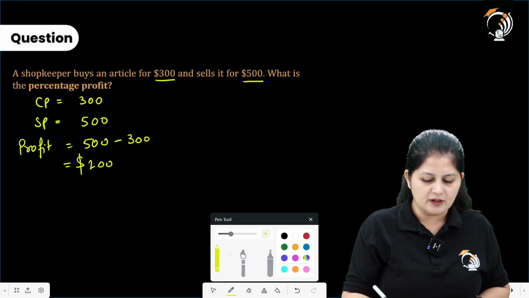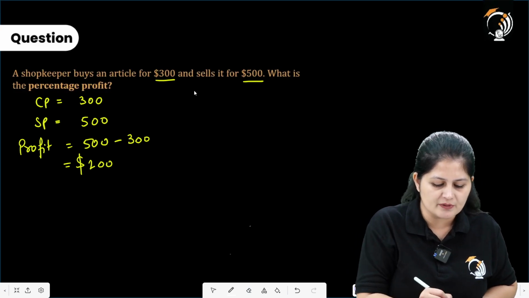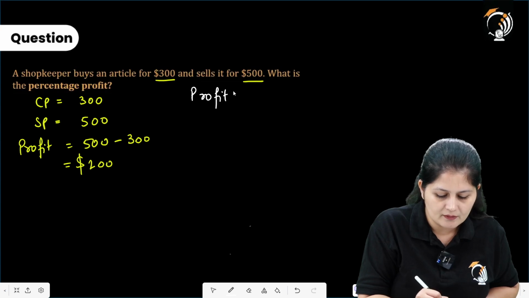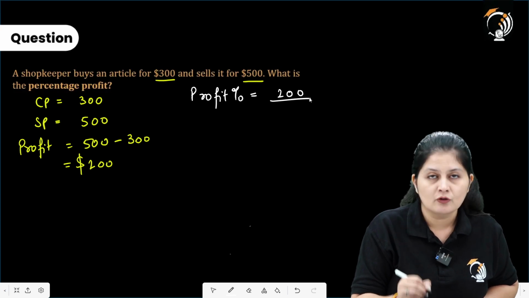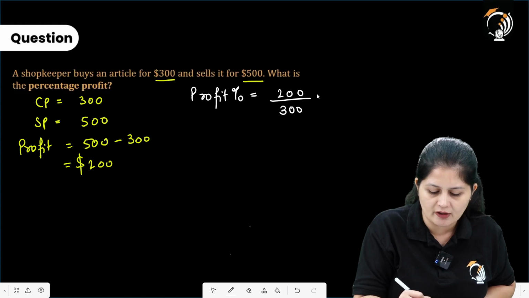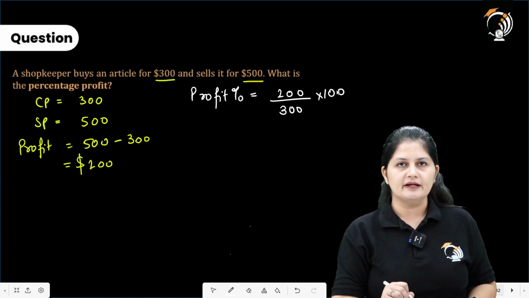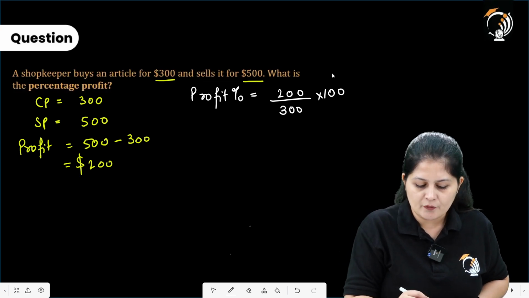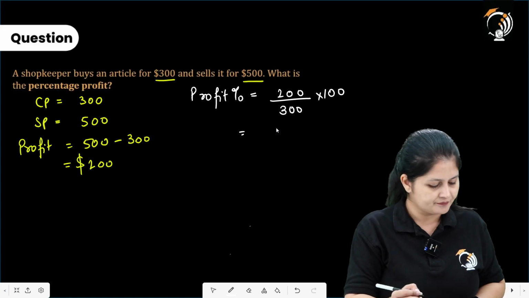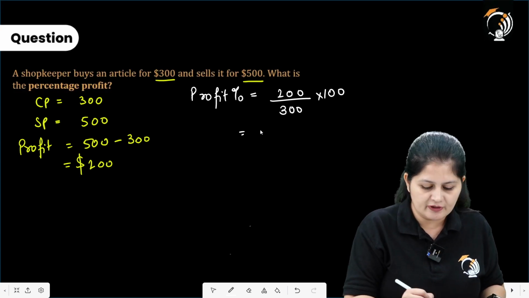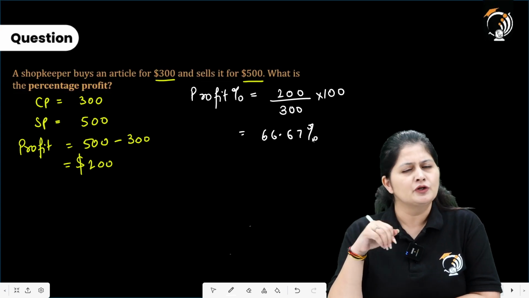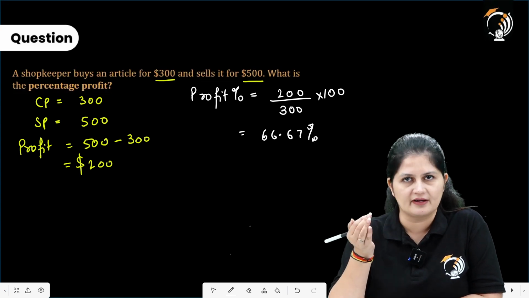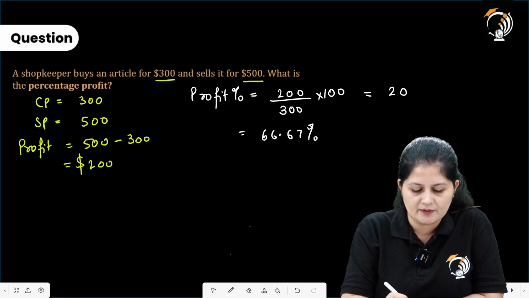Further, to find the profit percent, the profit percentage is going to be the profit, which is $200, over the cost price, which is $300, multiplied by 100, correct? Let's do the calculation. We are going to get 66.67%. That is the profit happening here. You can even write this answer as a fraction. That's entirely fine. You can write it as 200 over 3 as well. Understood?